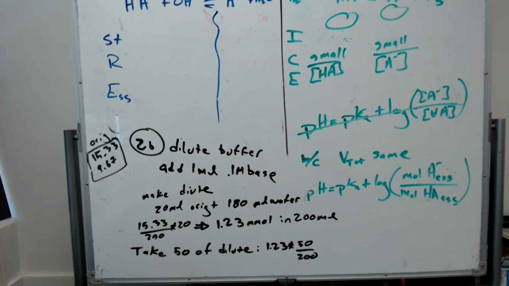So this is where most students make a mistake, and even I made a mistake. I just lost track of what I was talking about. It is, you take a portion, and then you take a portion of that portion. So you have to cut it twice.